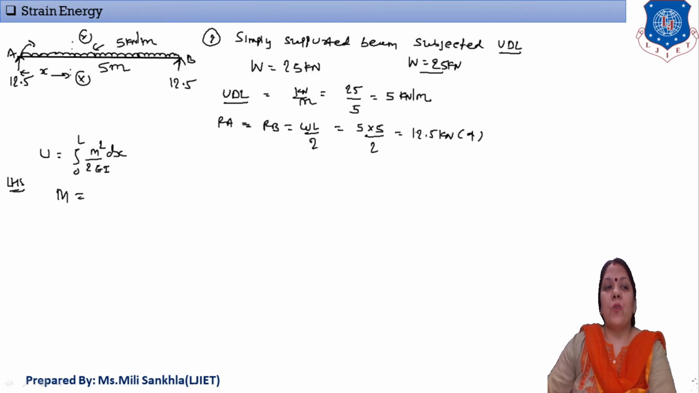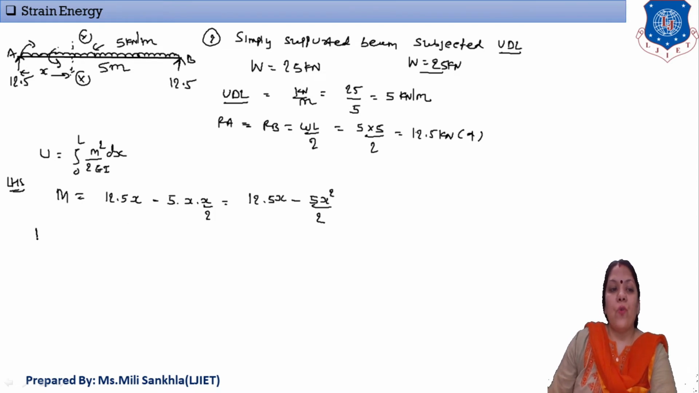This support reaction rotates clockwise. At the left-hand side clockwise moment is plus, so write down here 12.5 into x, point load into distance, and this UDL rotates anti-clockwise, and the moment of the UDL load is equal to load into distance and distance by 2. So 5 into x and x by 2. Ultimately, 12.5x minus 5x squared by 2. This is my equation. Now U is equal to the limit 0 to 5.